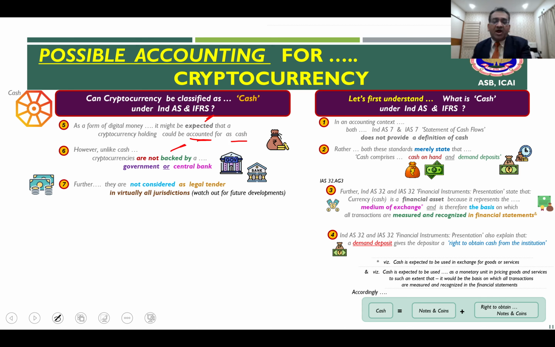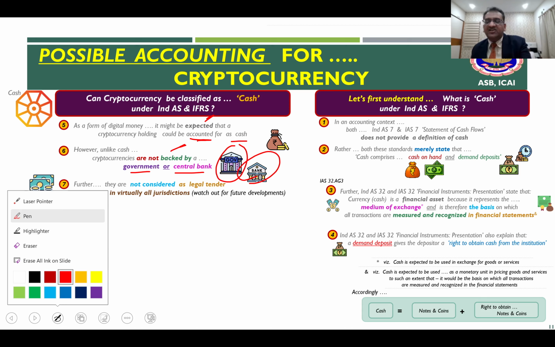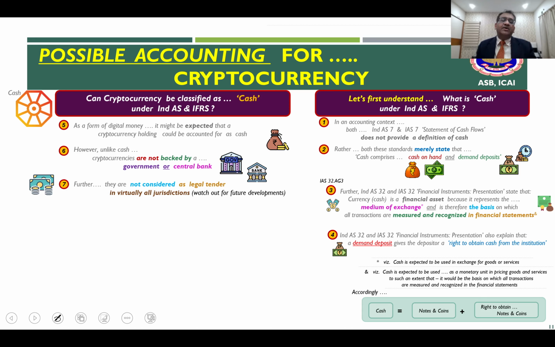These cryptocurrencies are not backed by any central government or any government of any particular country. So neither any government nor any central bank is controlling these cryptocurrencies. And therefore, though they are expected to be reckoned like cash, they are also not a legal tender. Unlike, as I said, if you go to the market to buy some goods and services with cash, it's a legal tender. Nobody can refuse it.